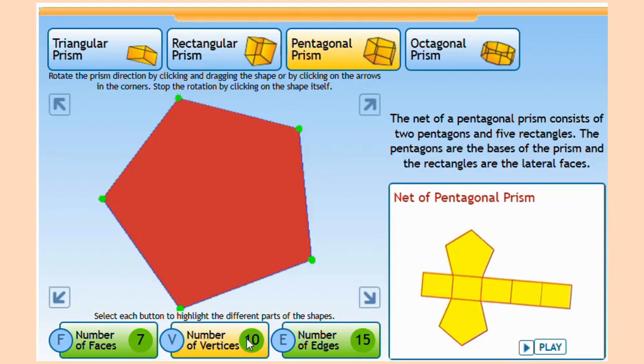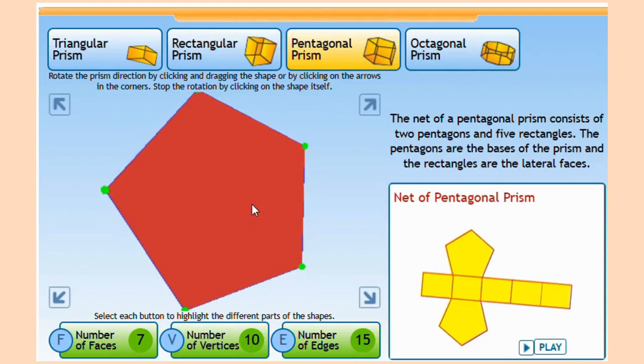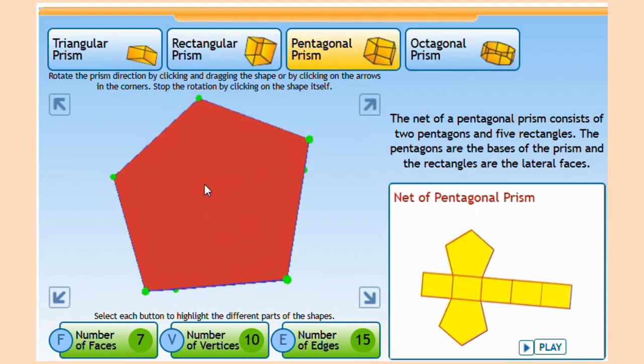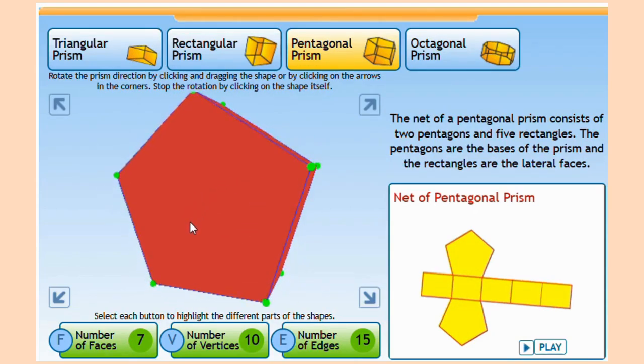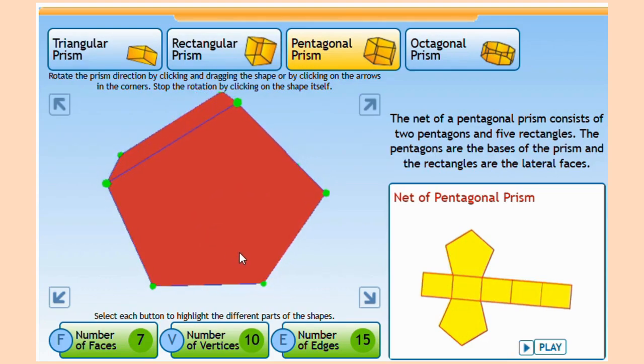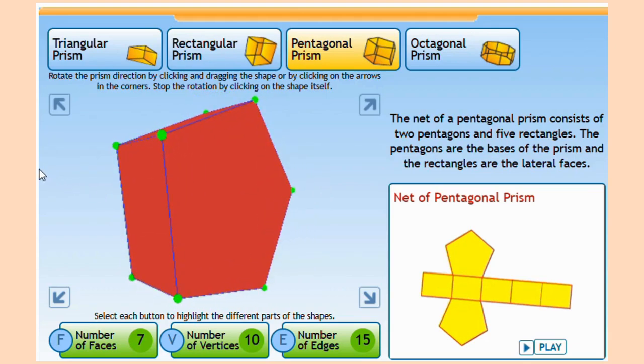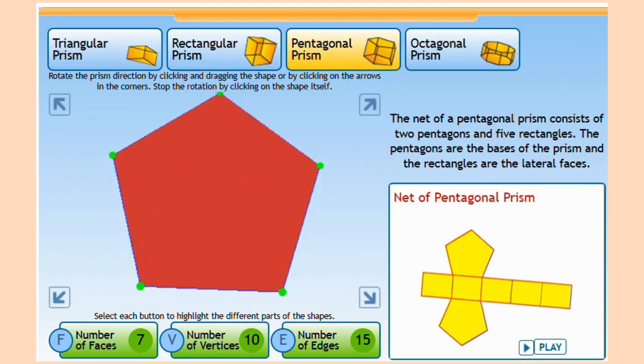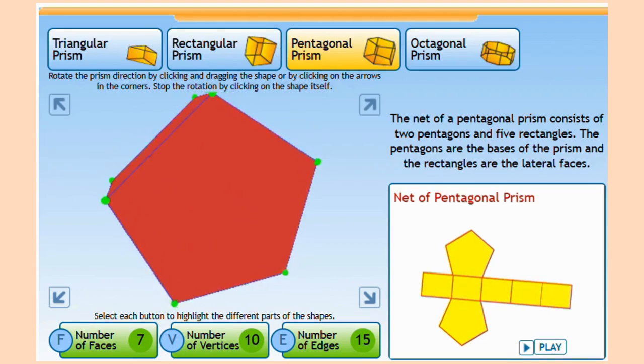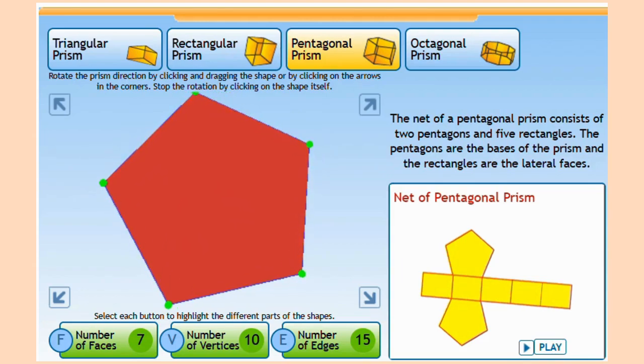The vertices, remember that's the corners. There's one corner on each side of the pentagon. The pentagon has 5 corners, 5 vertices, and the pentagon on the other side also has 5 vertices, which makes it 10.